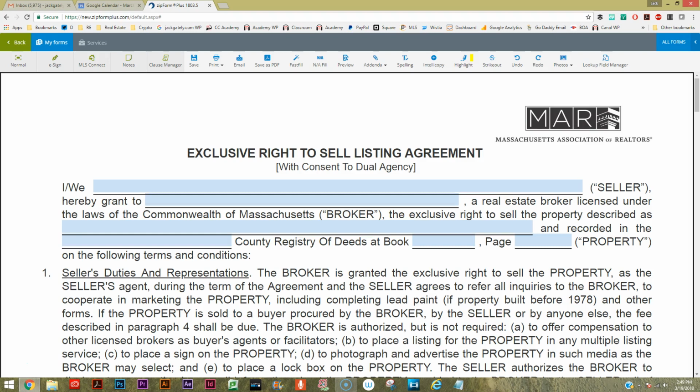Here at my office, we tend to use the one with consent to dual agency built into it. This is the one we typically use. You can use any one of those three. They're all entirely legitimate. We usually use this one on a regular basis, in which the consent to dual agency is built right into the form.